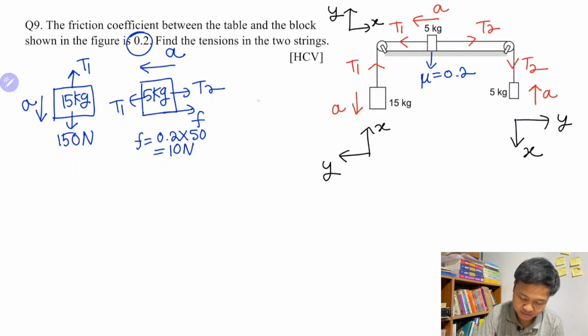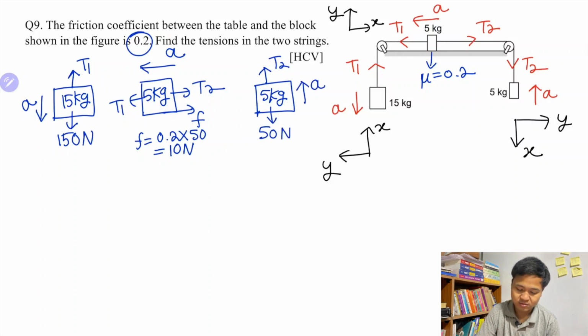Now the 5 kg block: on the upper side is tension T2 and on the lower side a weight of 50 newton, with acceleration A. Now the force equation. First, upward is plus x and downward is minus x.